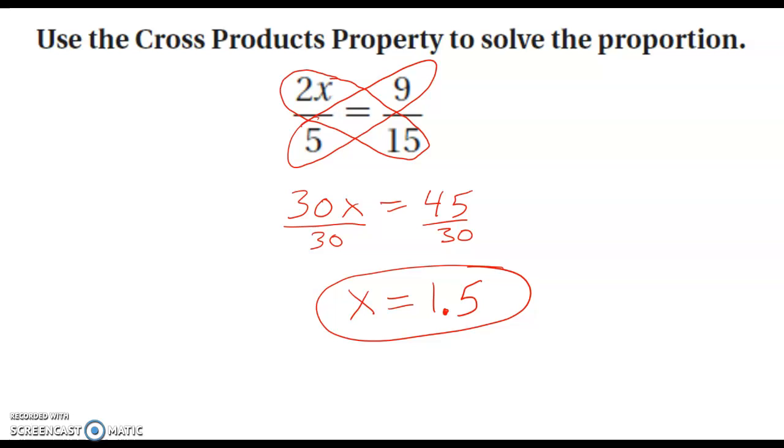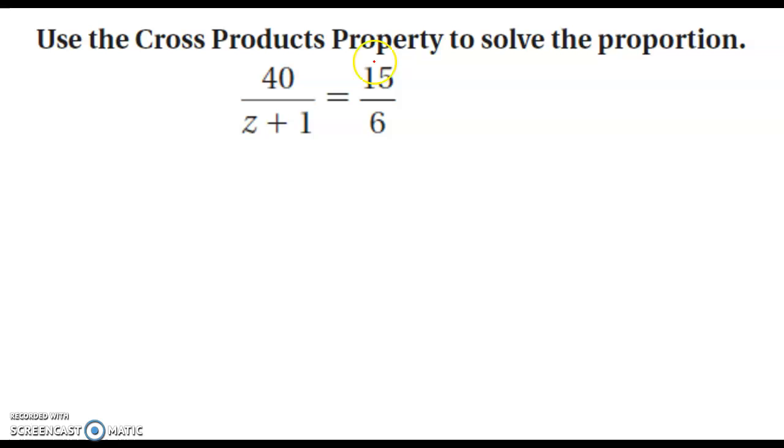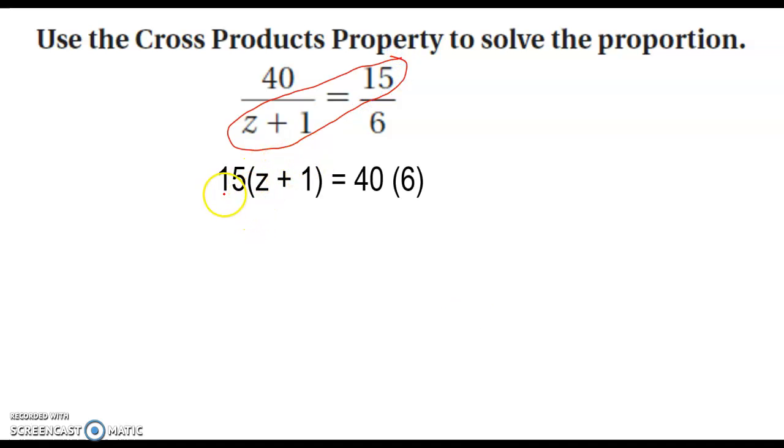All right, then the last problem. So we're going to do our cross products. Now this one, when you multiply this, you're going to have to write it like that. See how it's 15 times z plus 1? And this one right here is 40 times 6. So with the 15 times z plus 1, you have to do the distributive property. So 15 times z, that's 15z. And then 15 times 1, that's positive 15, equals, and then 40 times 6 would be 240.